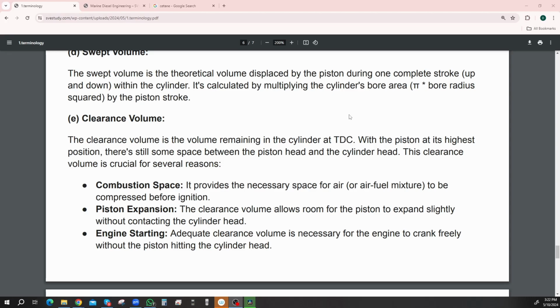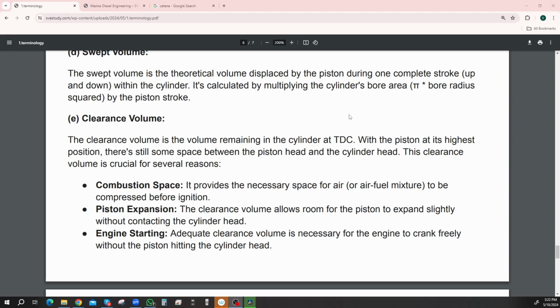Okay, clearance volume. The clearance volume is the volume remaining in the cylinder at top dead center. So that's the bit that you don't squash, the volume at the top of the cylinder that doesn't get compressed, but it's full of compressed air and fuel. With the piston at its highest position, there is still some space between the piston head and the cylinder head. This clearance volume is crucial for several reasons. Combustion space. It provides necessary space for the air-fuel mixture to be compressed before ignition.